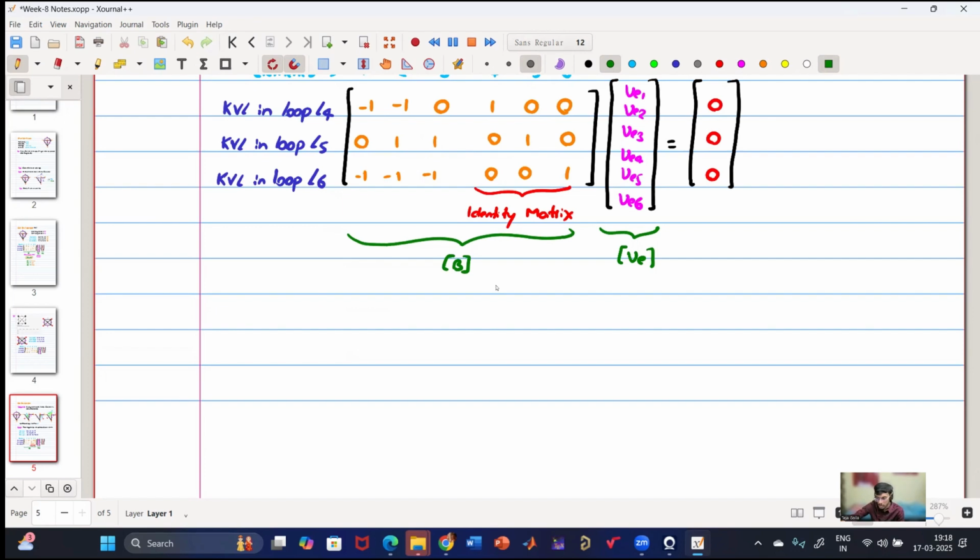Clear, sir. So now this B matrix is called the fundamental tie set matrix, and these are called element voltages. So basically, if we write the equation, we are getting B matrix into element voltages equal to 0.